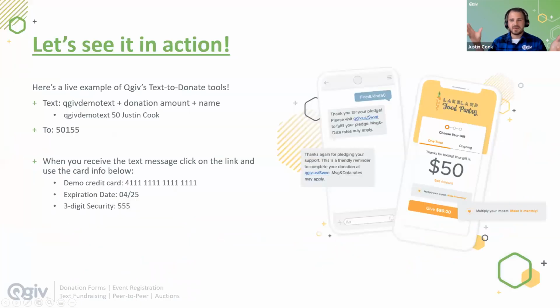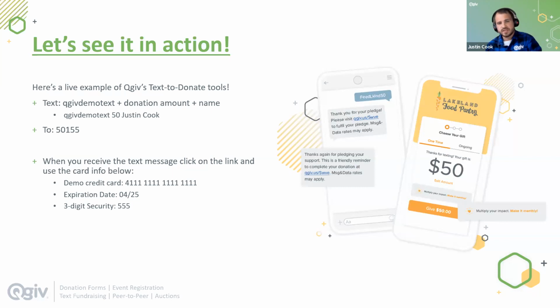I don't know if anybody has gone ahead and donated through that, but we do have that live example. If you want to check it out, all you need to do is text Qgiv demo plus your donation amount, and you can add your name as well. You don't have to. That will walk you through the experience that we have with text fundraising, so you can see how easy it is for your donors to donate to your organization through this option. You send that to 50155.